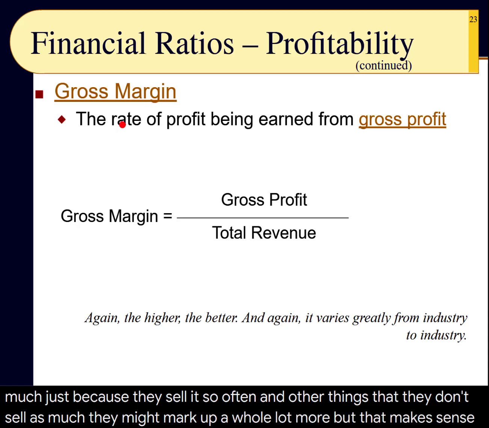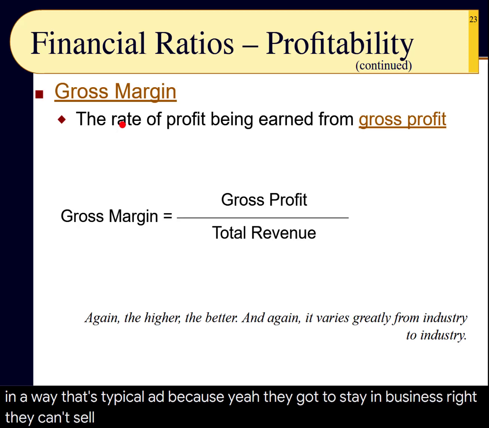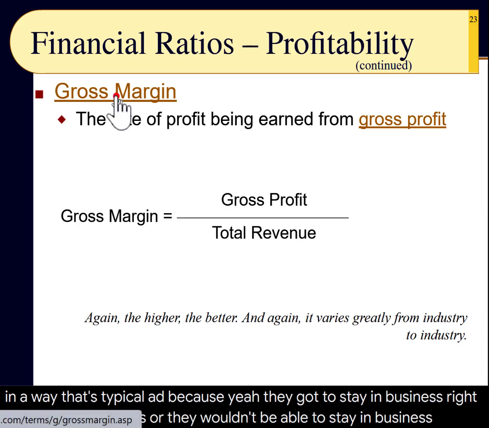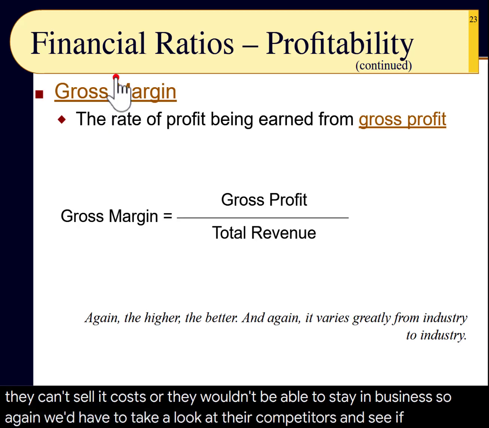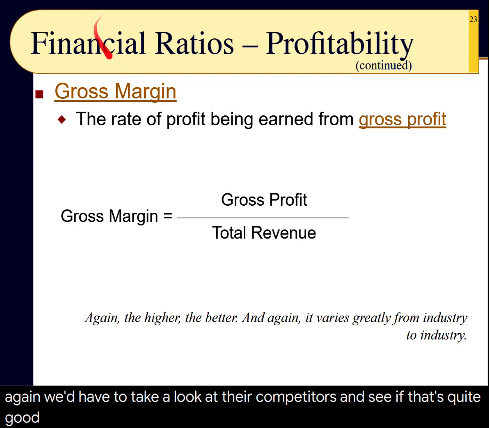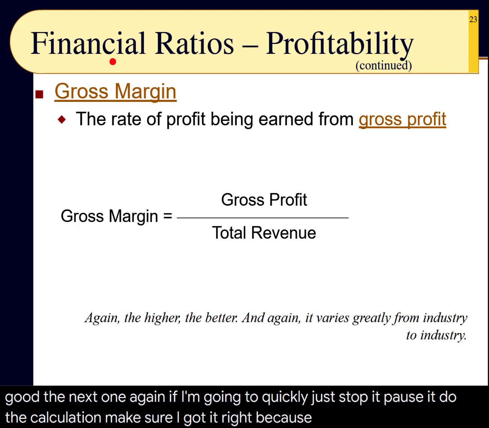But that makes sense. That's typical, right? Because, yeah, they got to stay in business, right? They can't sell it at cost or they wouldn't be able to stay in business. So again, we'd have to take a look at their competitors and see if that's quite good. The next one, again, if I'm going too quickly, just stop it, pause it, do the calculation, make sure I got it right because I make mistakes, I make a lot of mistakes.